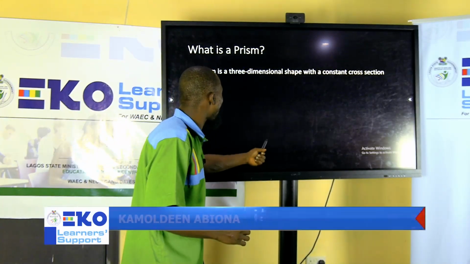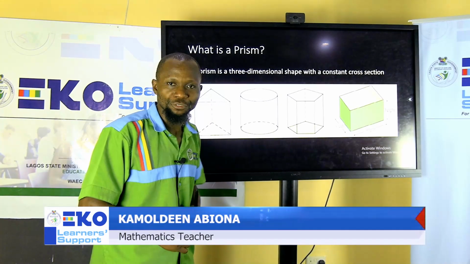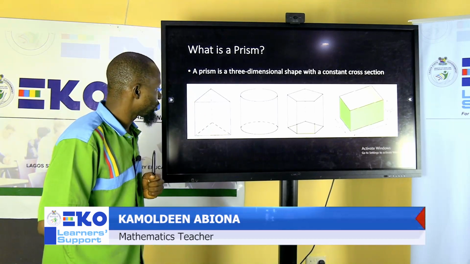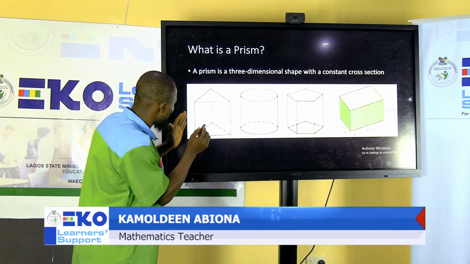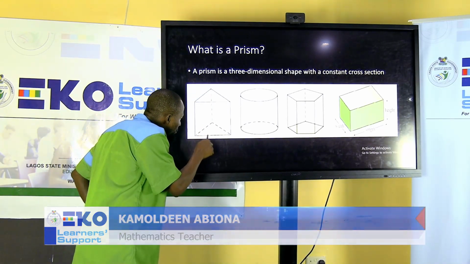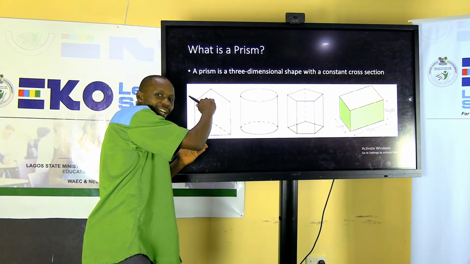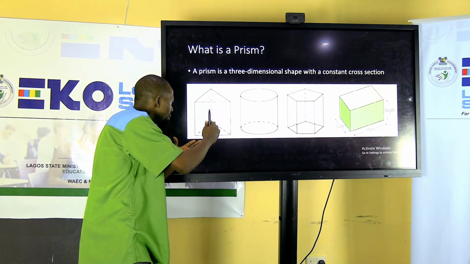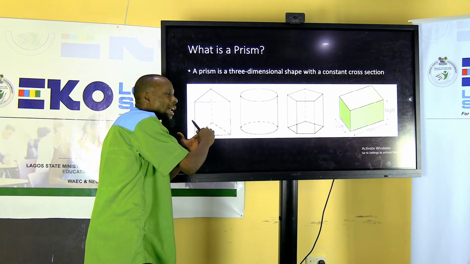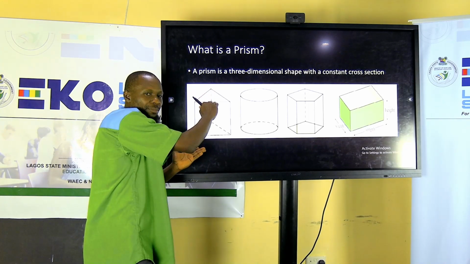So these are examples. Look at these shapes. This is a cross-section. It has been projected to this side, and that is just what we mean by prism. So it can be a triangular prism. This is a triangular prism.